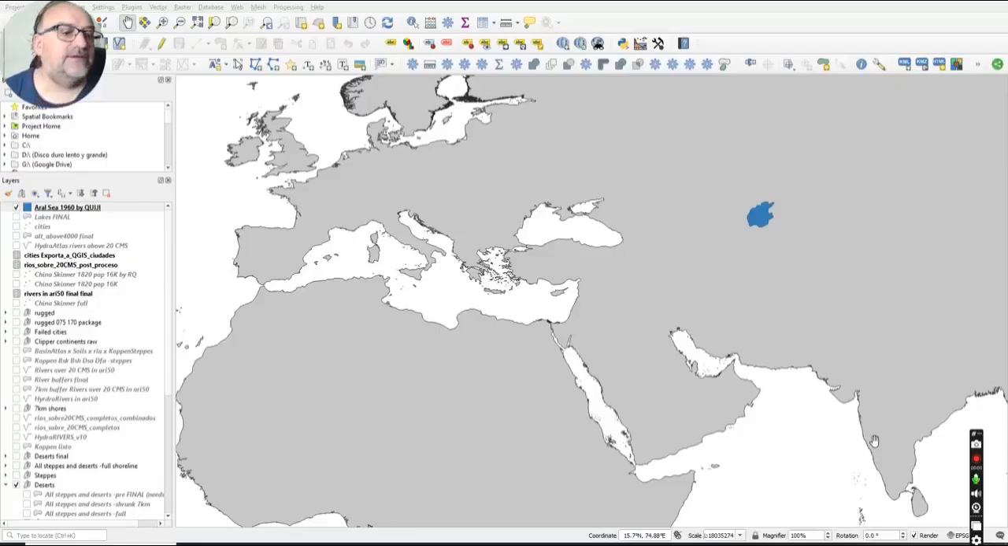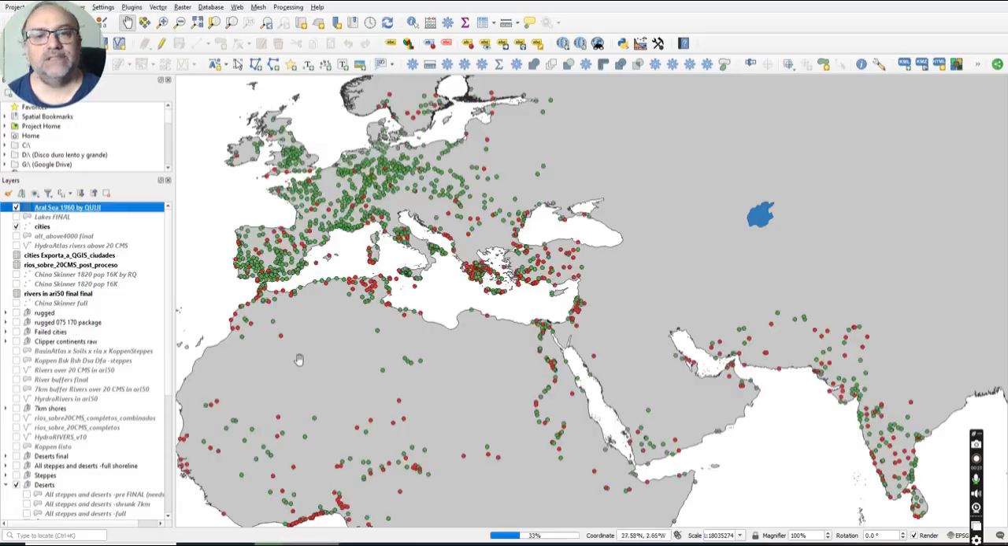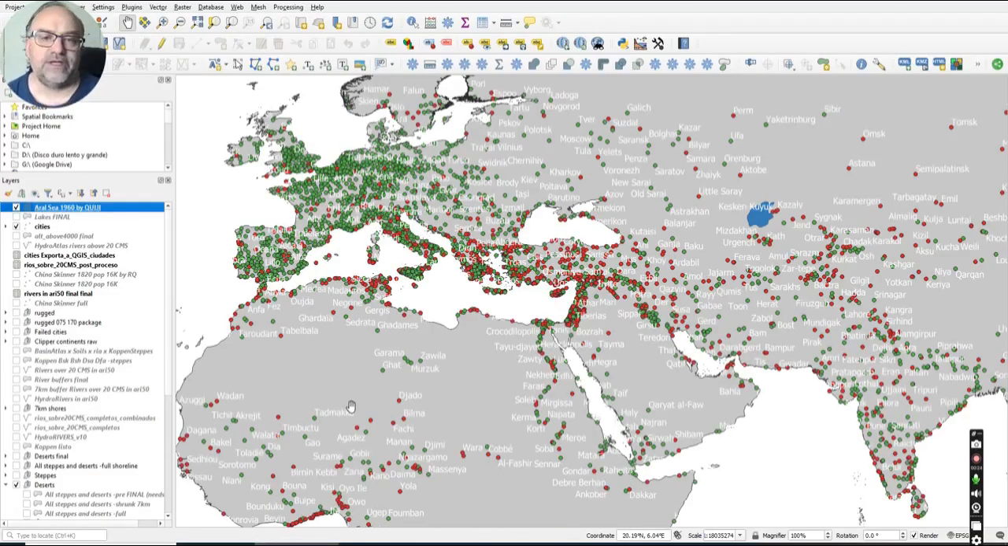So over the years I have collected many layers of data because I'd like to see history through geography, and one of the things I want to show you is a very big database of cities. These are ancient cities that existed at one time or another before the Industrial Revolution. I don't remember why I separated them here in green and red, but it doesn't matter. And this is very large.